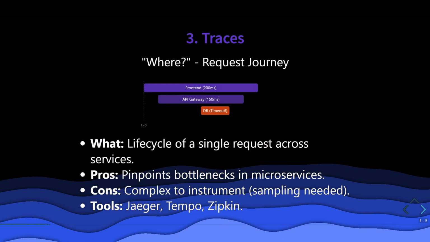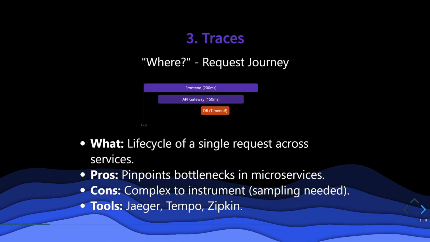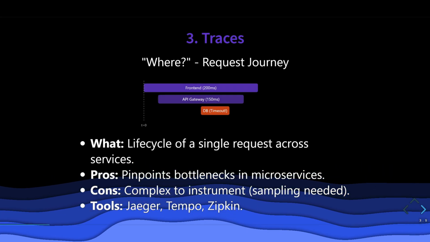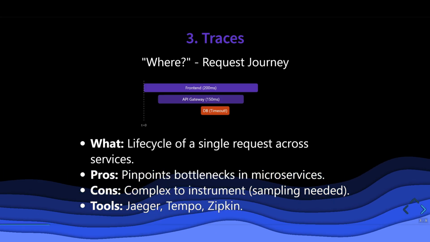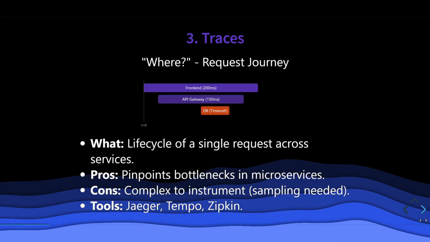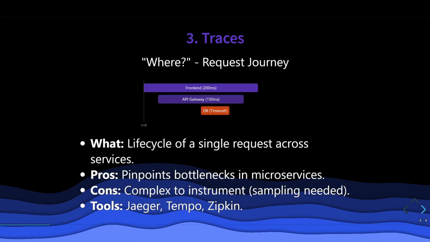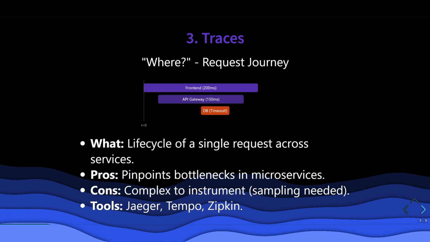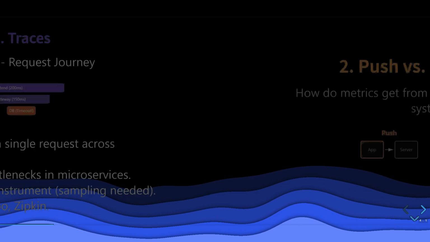Finally, the third pillar. Traces answer the question, where did the request go? They track the full life cycle of a single request as it travels across different services. This is incredibly useful for pinpointing exactly where a bottleneck lies in a microservices architecture. The downside is that they can be complex to instrument and often require sampling to manage the data volume. Popular tools for tracing include Jaeger, Tempo, and Zipkin.